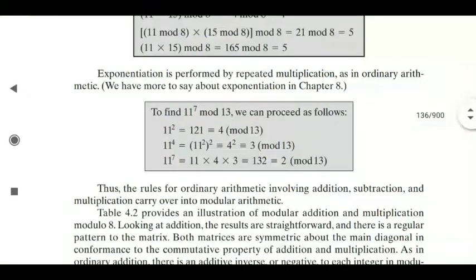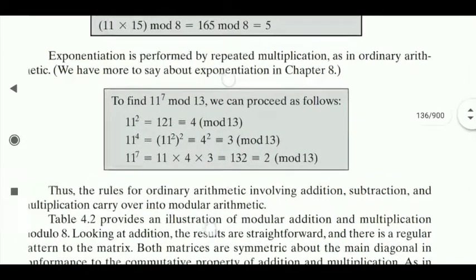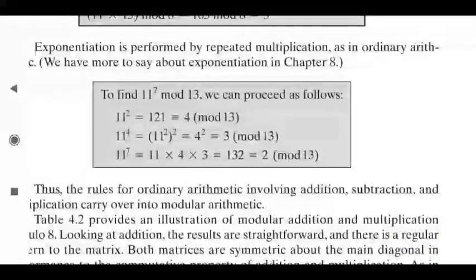Also, to find 11 raised to 7 mod 13, first find 11 squared, which we can easily calculate. 11 squared equals 121, and applying the modulus, 121 mod 13 equals 4. We also know that 11 raised to 4 equals 11 squared, squared. Because 11 squared mod 13 equals 4, 11 squared squared equals 4 squared, which is 16, and 16 mod 13 equals 3.